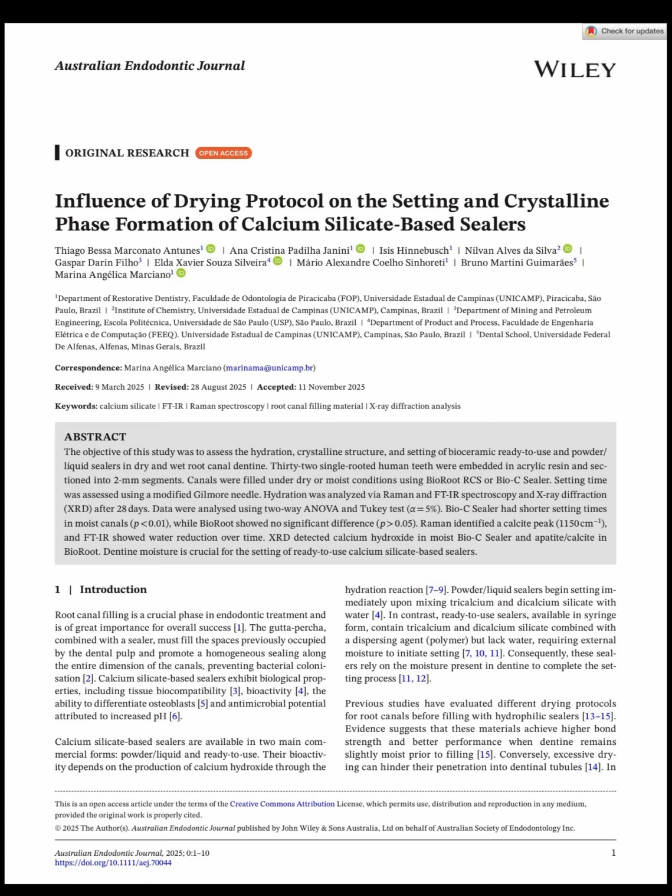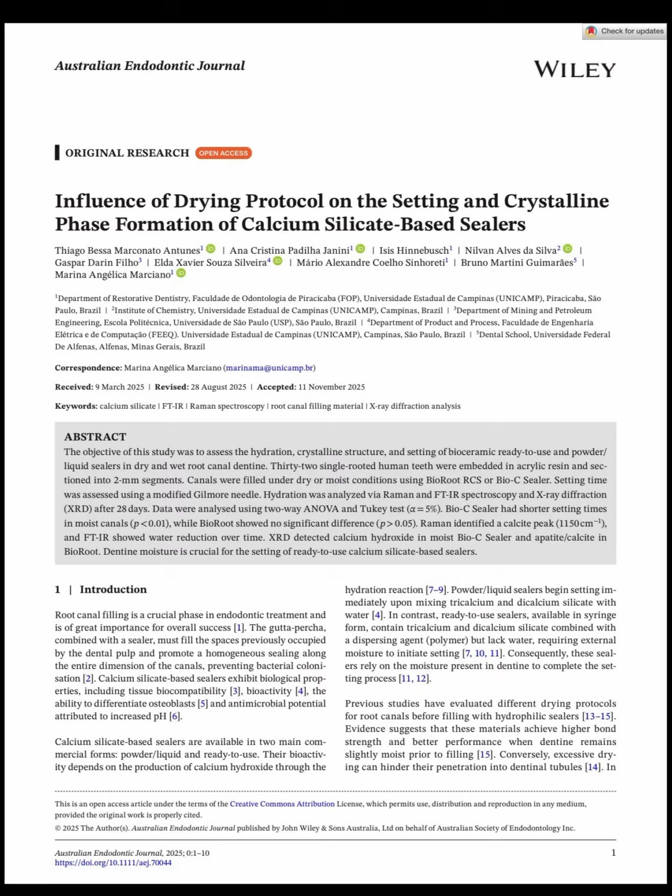They used 32 human teeth, which were embedded in resin and sectioned into 2 mm slices representing the cervical, middle, and apical thirds of the root. They had two experimental groups: a dry group, where the canals were aspirated and then dried with paper points until visually dry, and a moist group, where the canals were aspirated but not dried with paper points, leaving residual moisture.